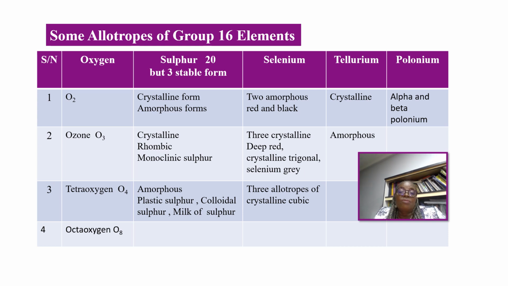For selenium, 2 amorphous forms, red and black. Selenium also has 3 crystalline forms: deep red, trigonal, and selenium gray. And then it has 3 allotropes of the crystalline cubic. And then tellurium has the crystalline and the amorphous, and polonium has the alpha and beta polonium.